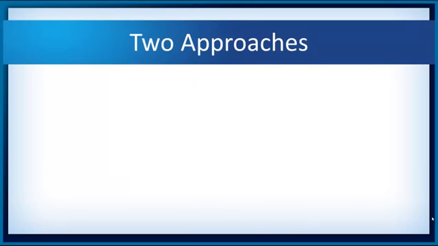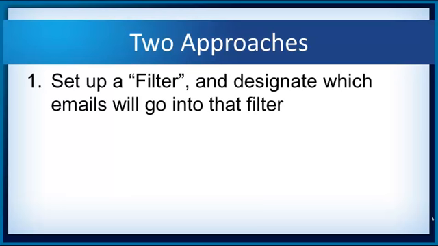So there are two approaches in filtering your email. One is to set up a filter in advance and designate which emails will go into that filter as they come into your email box. And so as you see, you can either have them in two places in your inbox stream, or you can delete them from that flow and move them directly into the filter. And I'm going to suggest that you keep them in both places, and I'll show you why.